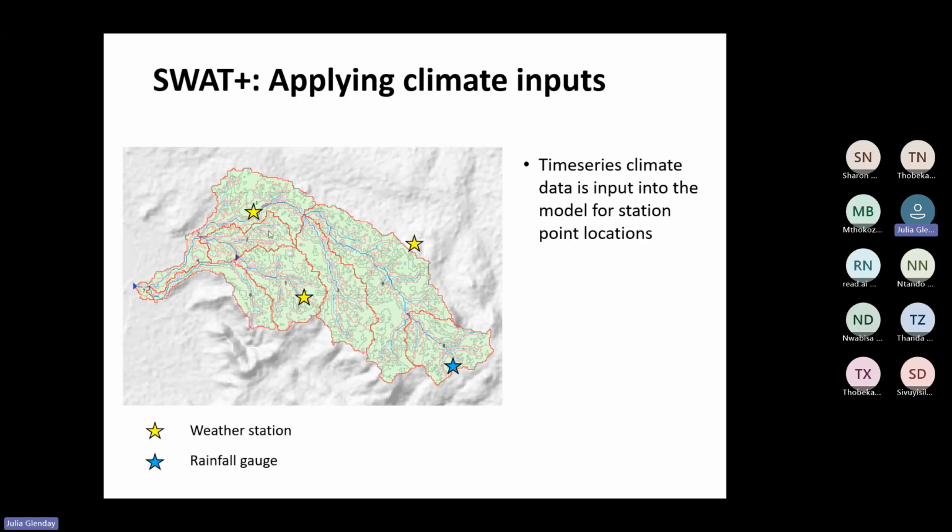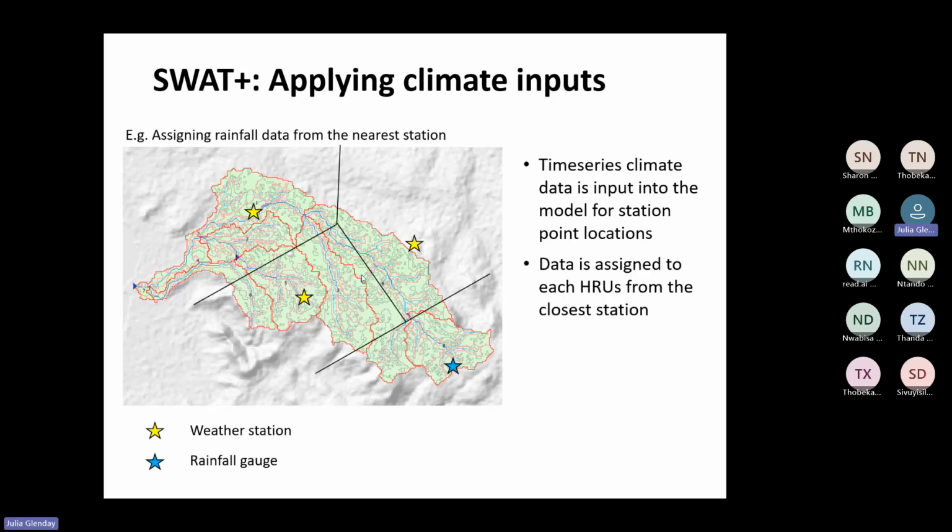In this case, my yellow stars are imaginary weather stations. And then this blue one over here is a rainfall gauge. So in my example, these weather stations would have all the data. They would have rainfall, temperature, relative humidity, wind speed, and solar radiation. And then at this point here, the blue point, it would just have rainfall data because it's just a rainfall gauge. So what the model does after you input this is it's going to work out which station is closest to which HRU, and it will assign the data from that station to that HRU.